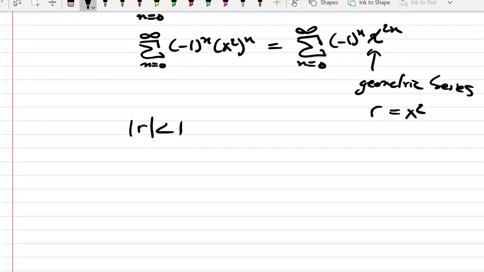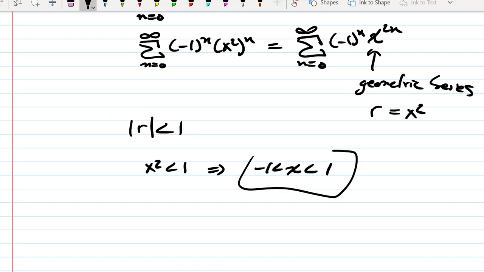But if our r is x squared, that's when x squared is less than 1, which would imply negative 1 is less than x is less than 1. So our radius of convergence would still be 1. And like I said, if you use the root test, you will also get the same thing.